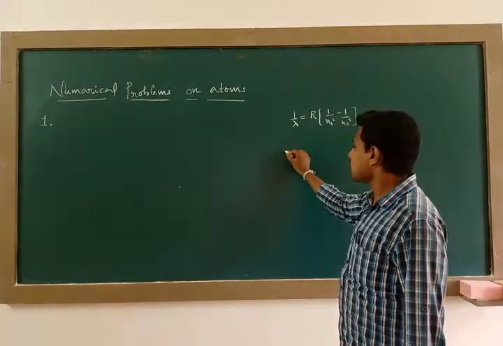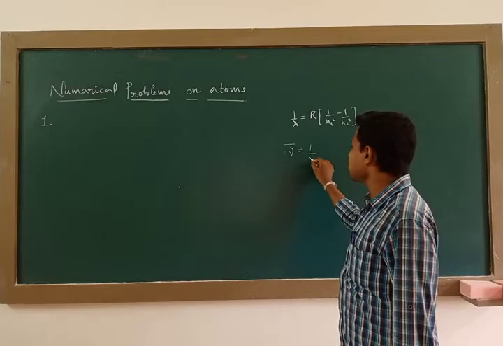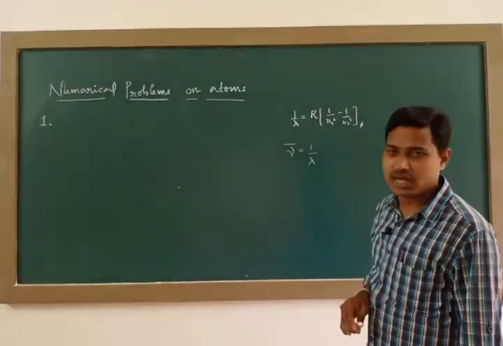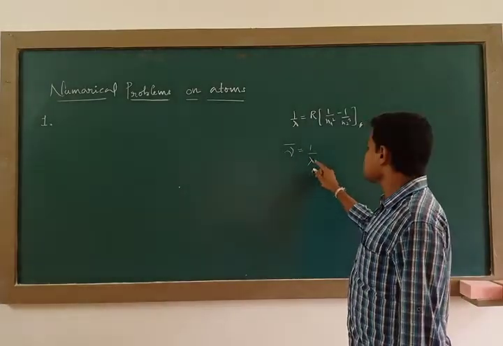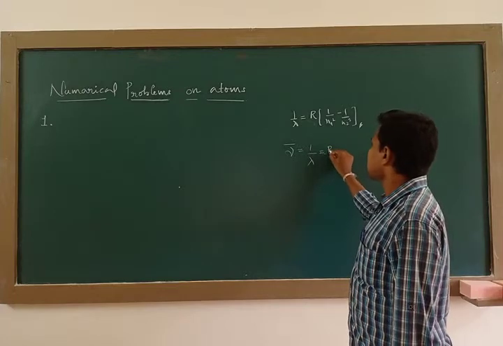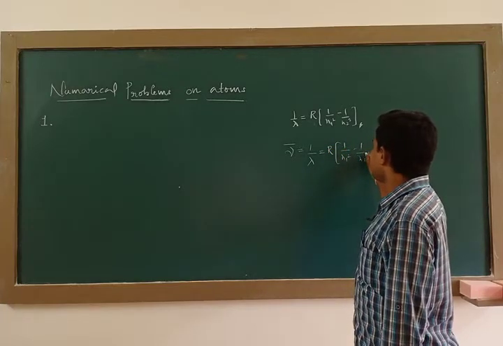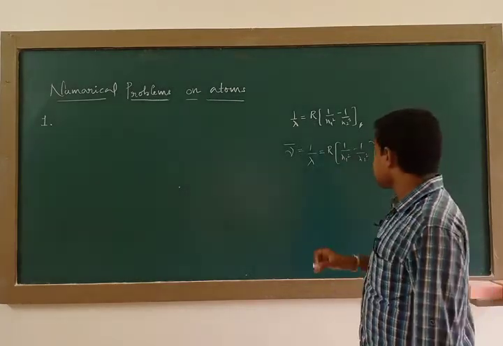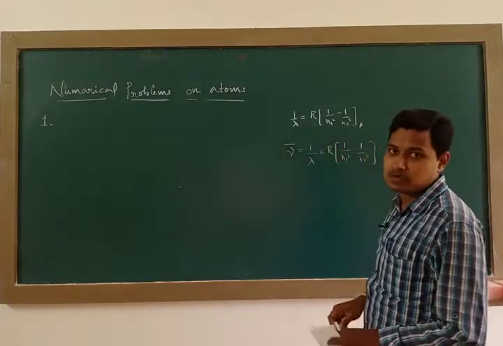And we also came across nu bar. What is this nu bar? It is the wave number. That wave number is equal to the reciprocal of wavelength. So, nu bar is nothing but 1 by lambda. And this 1 by lambda is nothing but R into 1 divided by n1 square minus 1 by n2 square. So, this is also very important. We also came across the wave number equation and the wavelength of the spectral line.